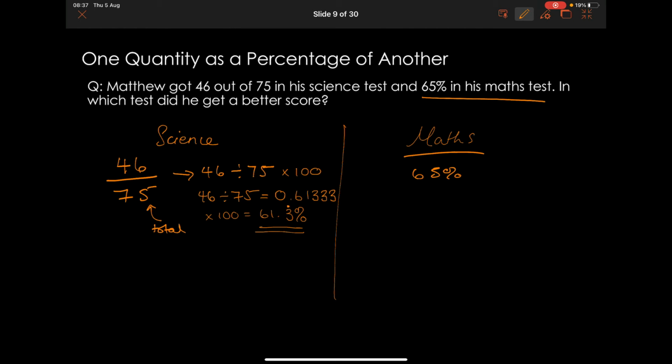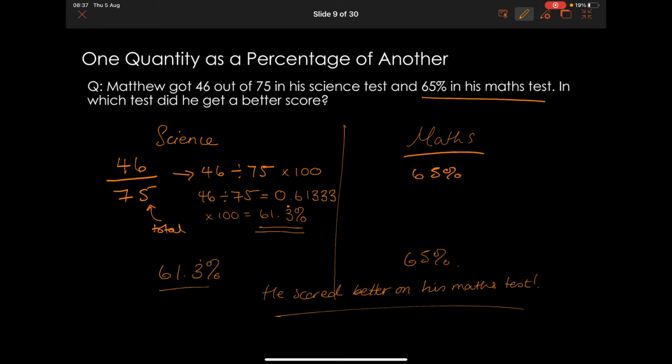Okay, so in science, he got 61.3%, and in maths, he got 65%. He scored better on his maths test, but only by a little bit. Okay, brilliant. So like I say, not too bad with one quantity as a percentage of another.